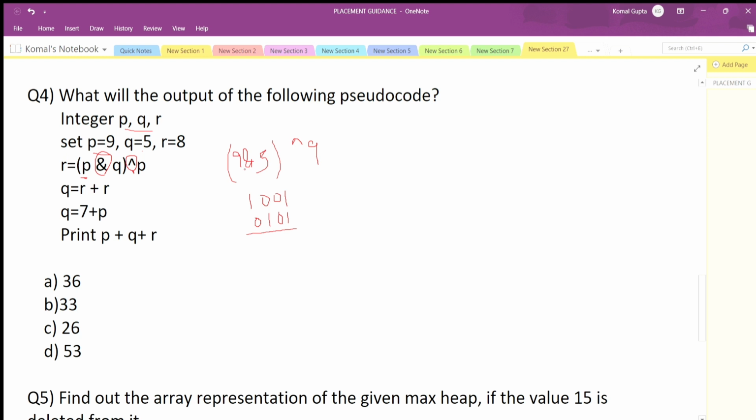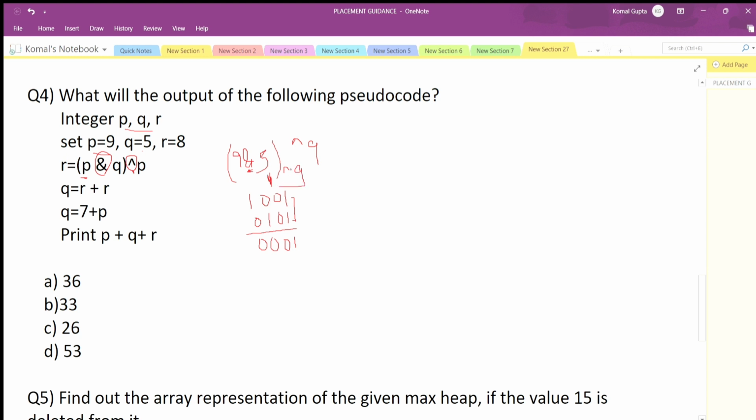Now the operation is bitwise AND. Bitwise AND says that if both values are 1, if both the values are true, then only it will be true. Otherwise it will be 0 if there is any 0. So this 9 bitwise AND 5, the value for this will be 1. Now what we have to do is 1 XOR 9. This is what we have to do.